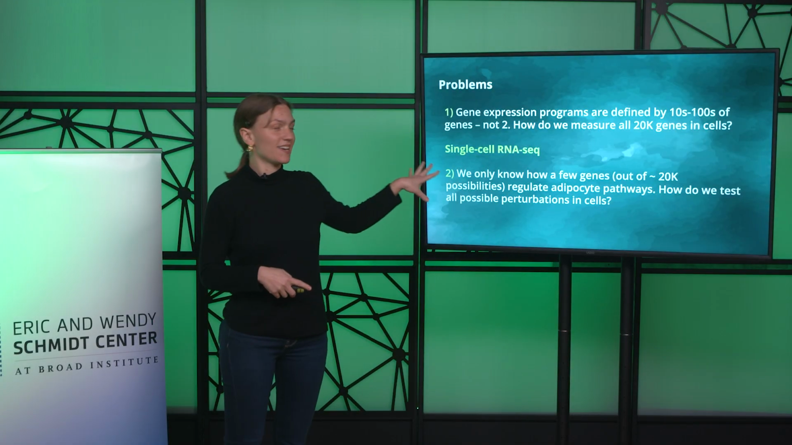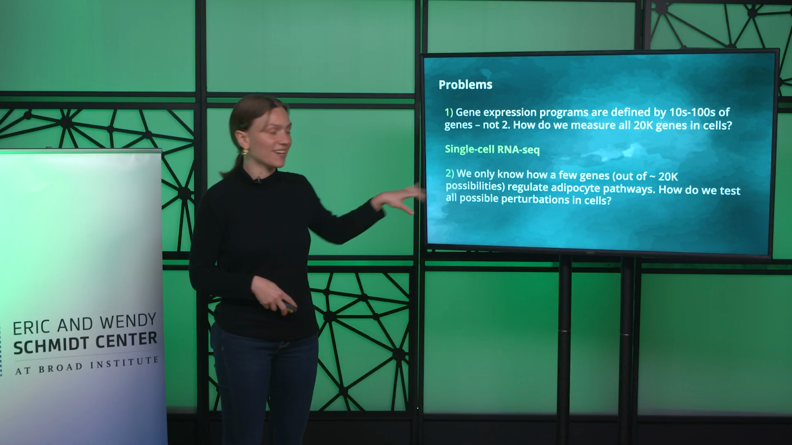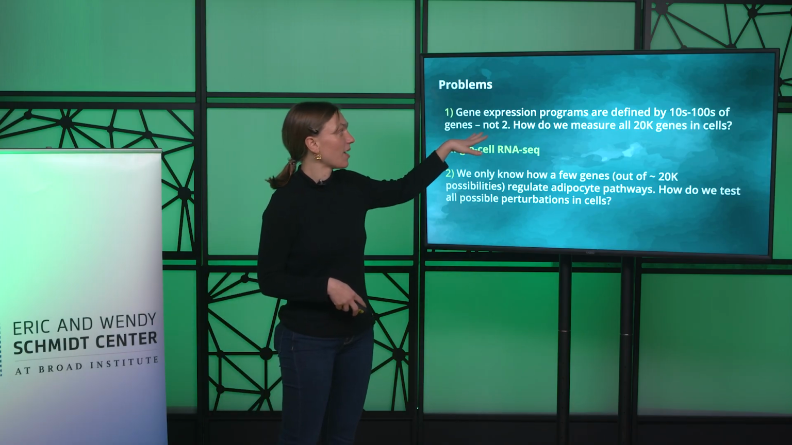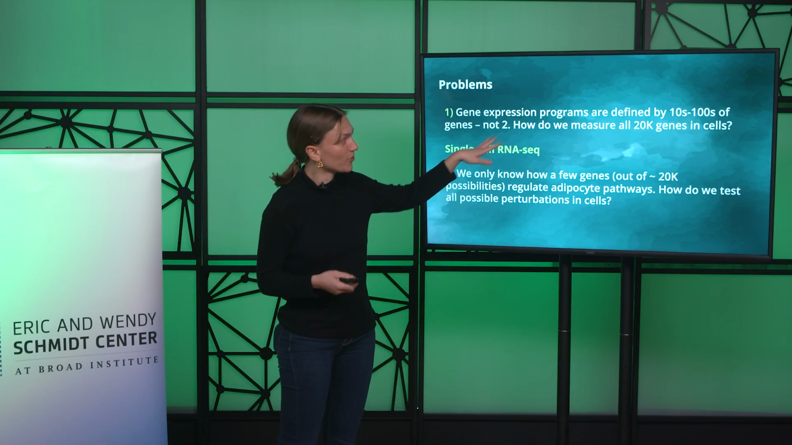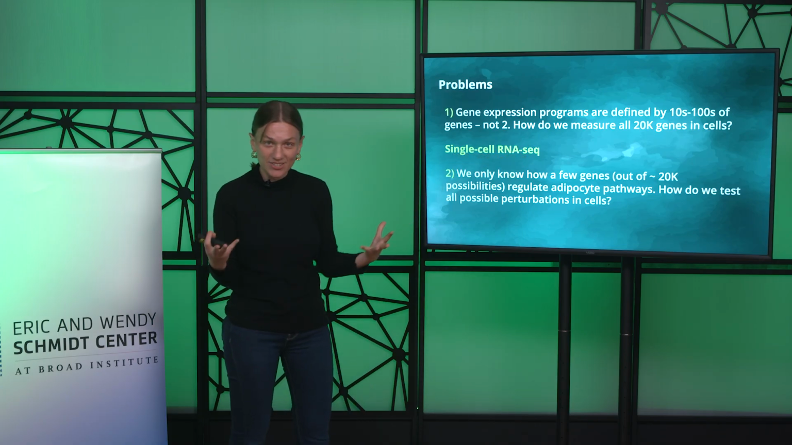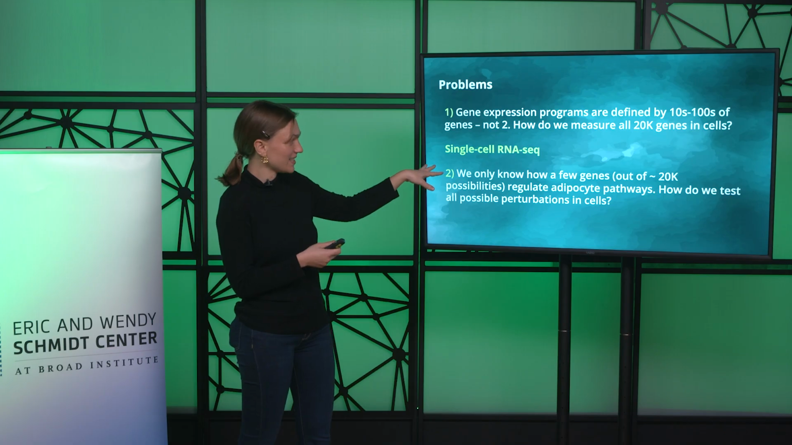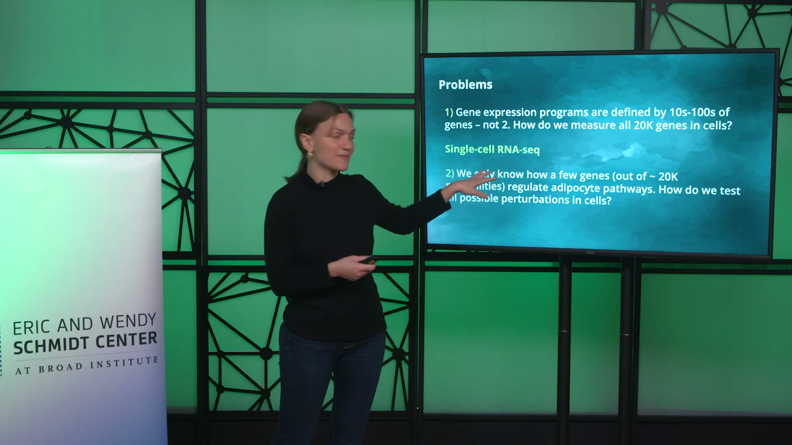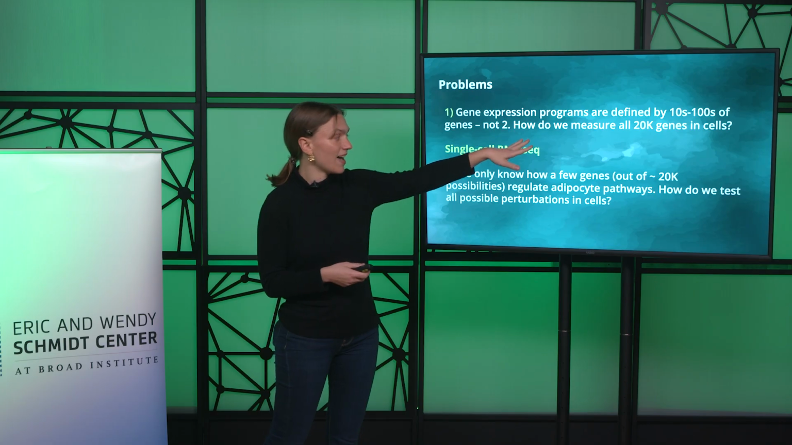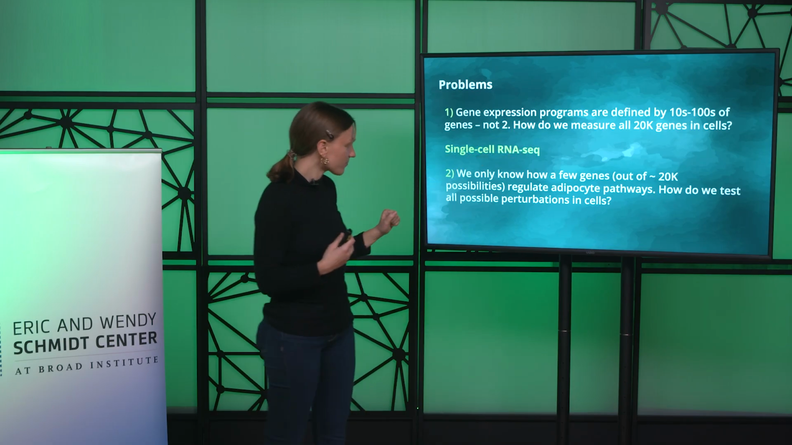So going back to these problems that we defined earlier, in the first problem, we asked how it would be possible to measure all 20,000 genes in cells. And this technology that we introduced, single-cell RNA sequencing, is the answer to that. This makes it possible to measure the gene expression for all genes in 1 million cells.